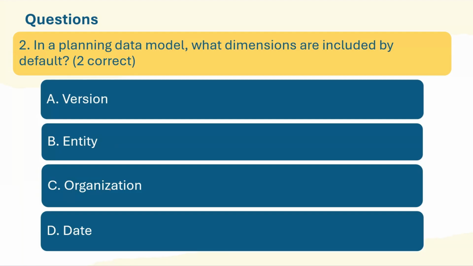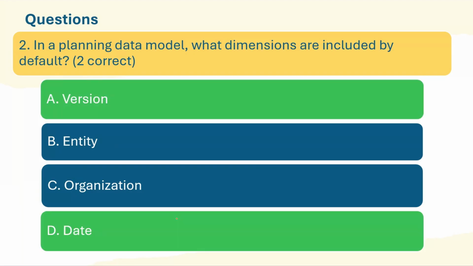In a planning data model, what dimensions are included by default? When we created the import model, by default it was a planning model, and you have already seen that the version and the date were automatically added. So these two are the default dimensions that will get added when you create a planning model.